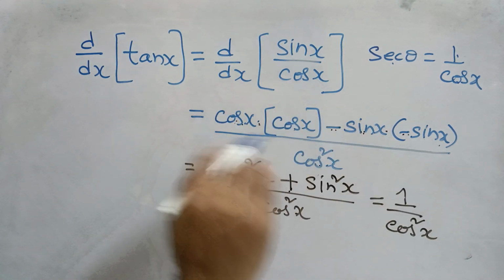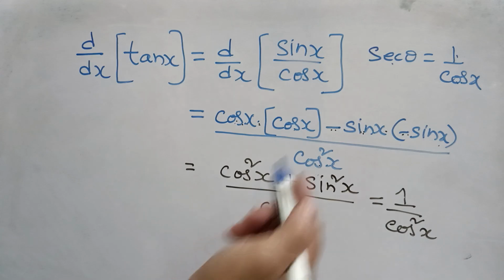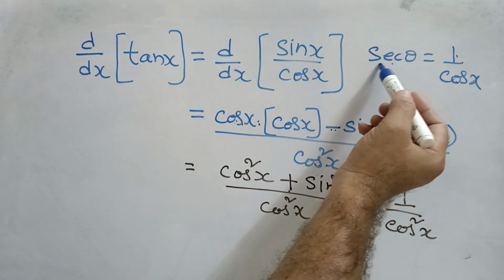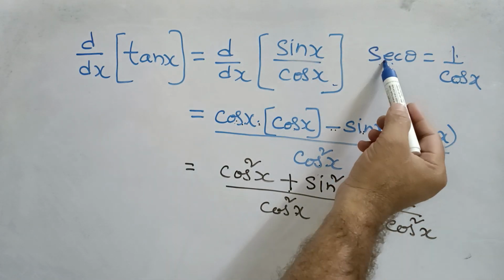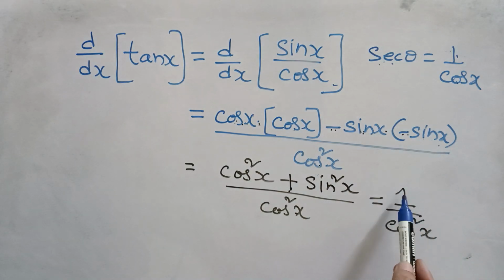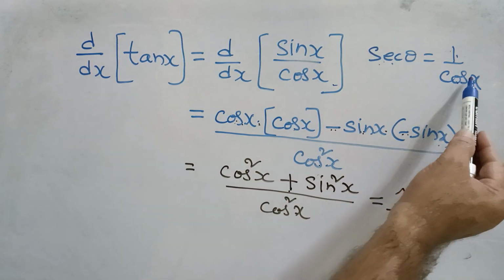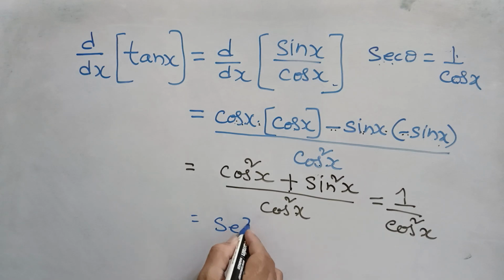If you refer to your notebook, just go back. Two minutes back I already explained that. How can you get secant? 1 by cos. If you know the cos value, and you take 1 by cos, you can get secant. Therefore 1 by cos square is secant square. Therefore it is secant square x. That is the answer.